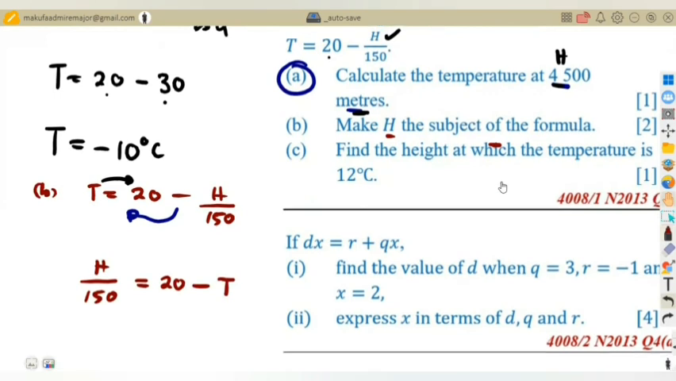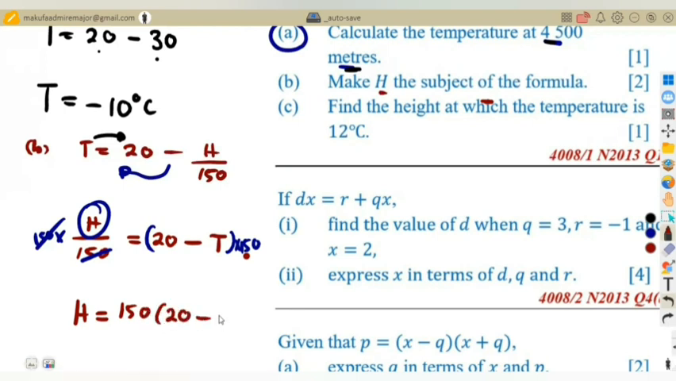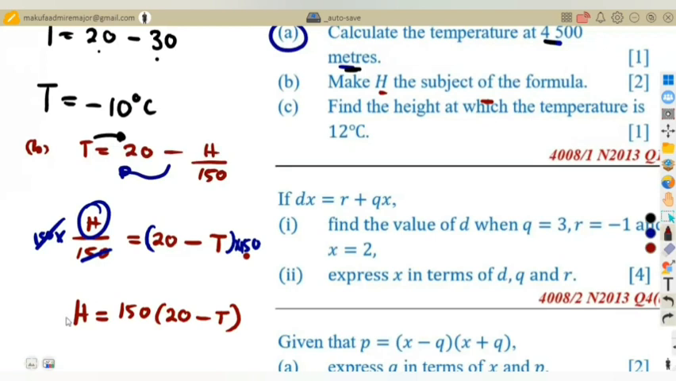We want to make H to be the subject in this case, and the part that is affecting H is this 150. So we can multiply. Since we are dividing, we are also going to multiply by 150. By multiplying by 150, we are simply making H to be the subject. So therefore, our H is going to be left as 150 times this bracket. So it's 150 into the bracket of 20 minus T. So that was going to be the expression for H, which represents the height in meters.